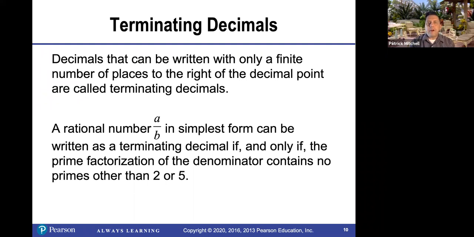So a rational number, a over b, in simplest form, can be written as a terminating decimal if and only if the prime factorization of the denominator contains no primes other than 2 or 5. This is the only math class I know of where that comes up, so that's kind of a neat fact.